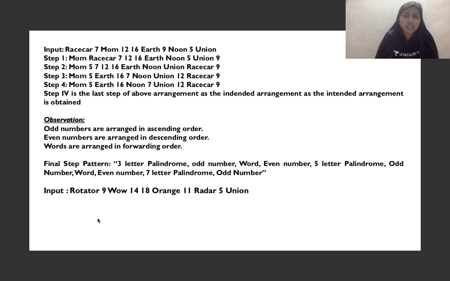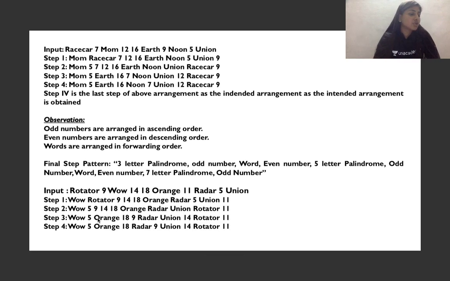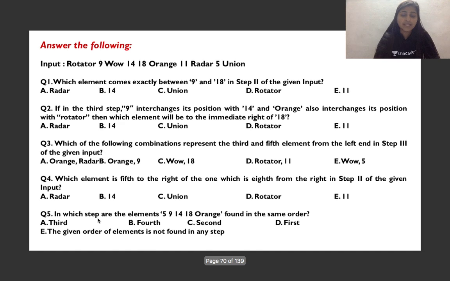One element at a time. Only mom is arranged first. No, mom and 9 are arranged. Okay, first and the last have been arranged. So mom and 9 are arranged first, then 5 and race car, then earth and 12, then 16 and union, and noon and 7 gets auto arranged in the previous thing. Similarly, try here also. When we do it, we see that here also in 4 steps it's done.